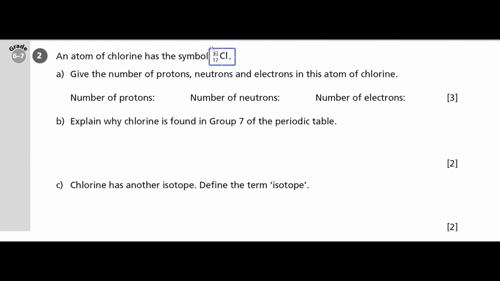The 35 here, this is the mass number. This is the total number of subatomic particles with mass in the atom. So therefore, it's the number of protons plus the number of neutrons.